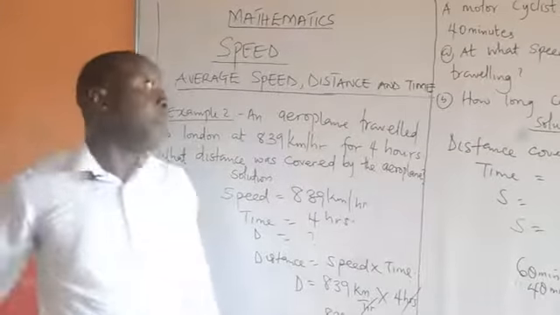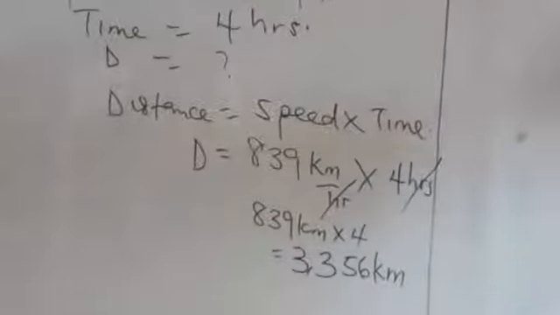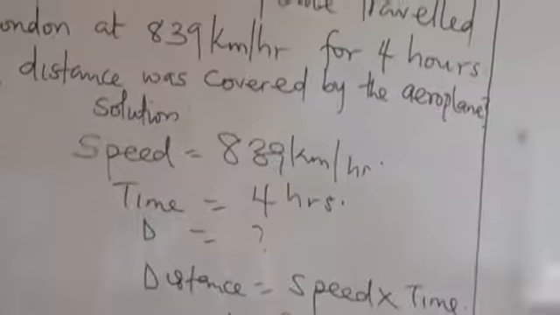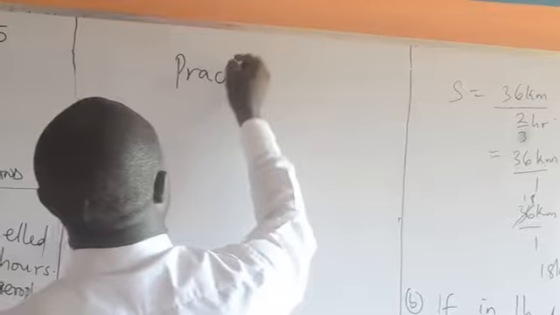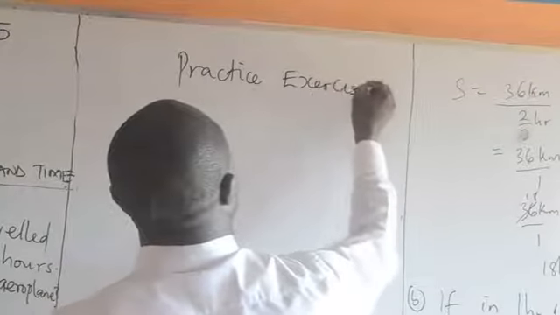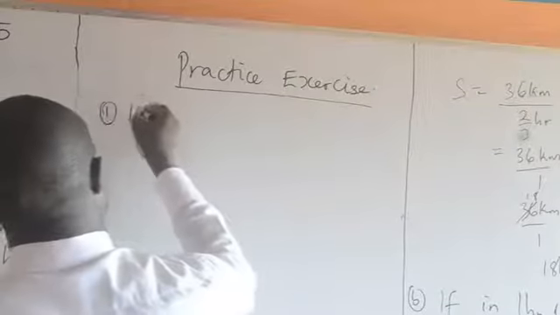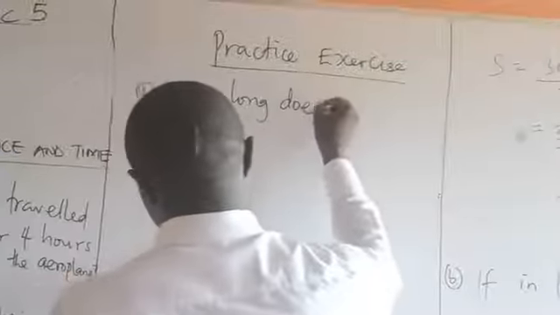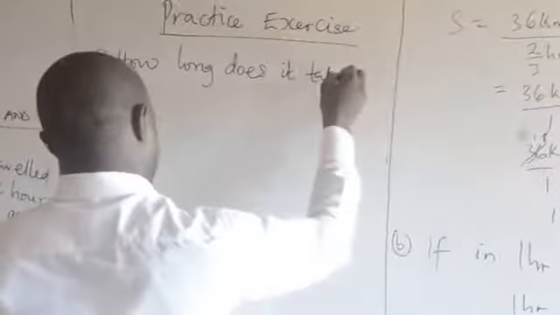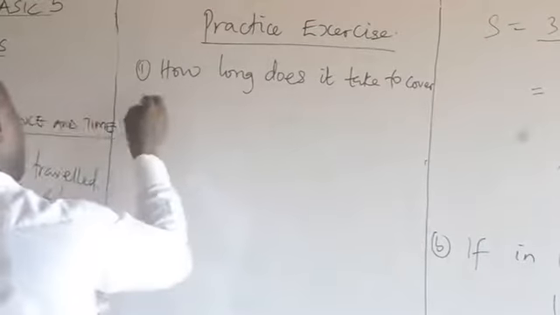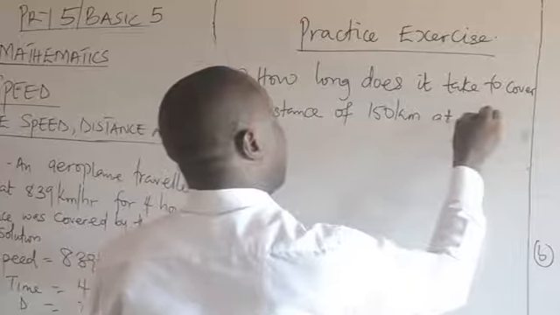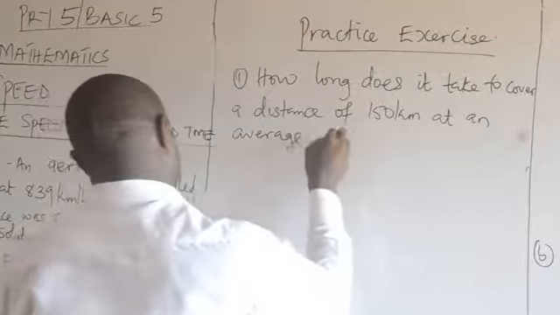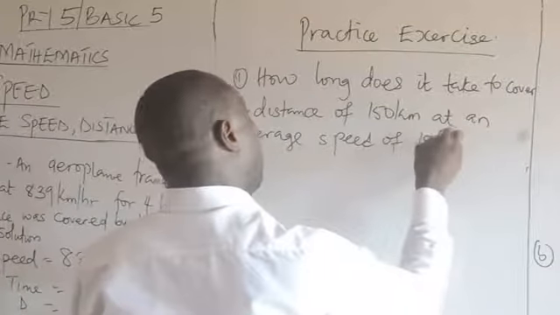Let me write some practice exercises on the board. Practice exercise. 1. How long does it take to cover a distance of 150 kilometers at an average speed of 15 kilometers per hour?